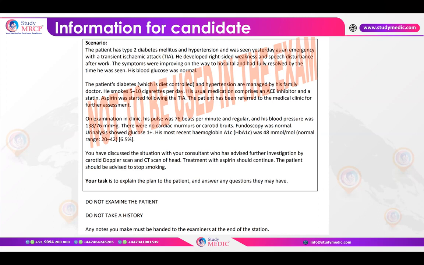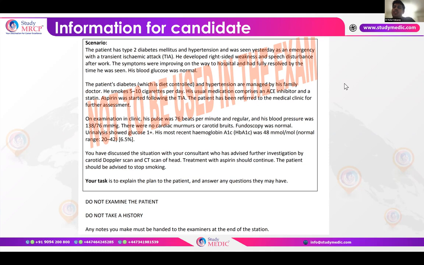So that was nicely done. And you did go about the modifiable, non-modifiable risk factors, lifestyle modification, which is a part of this scenario where you have to stress upon the importance of blood pressure control, sugar control, and all of those. So that was fine. So Rahul, anything you want to point out?